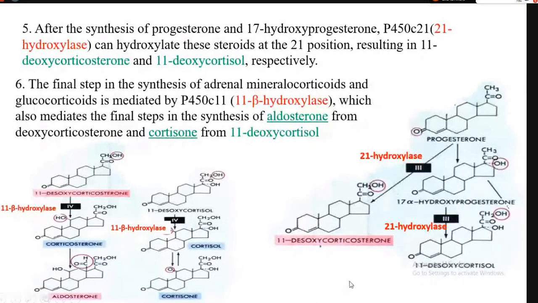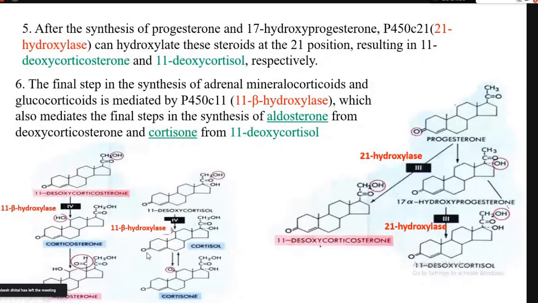Then what happens? There is a change in this keto group here. Now you can see this hydroxyl group is changed into an aldehyde group here. There is an 18-hydroxylase also here, which is missing in the figure. Then 18-dehydrogenase or something changes this hydroxyl group into an aldehyde group. Now this compound is aldosterone. This is the mineralocorticoid branch.